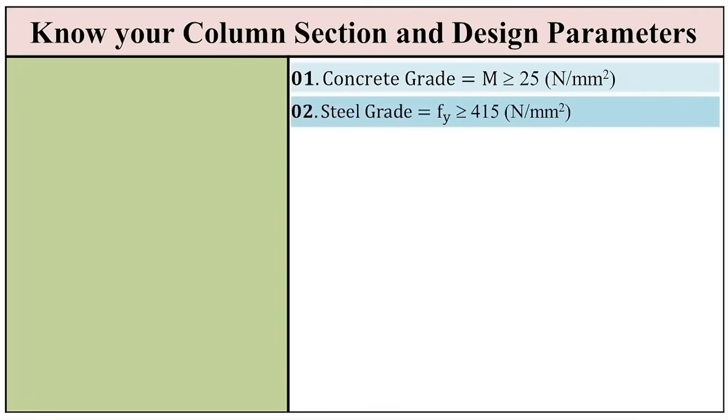Point number 02, Grade of Steel, or Characteristic Strength of the Steel Rebar. It is denoted by Fy. According to IS 456, this value should not be less than 415 Newton per square millimeter.